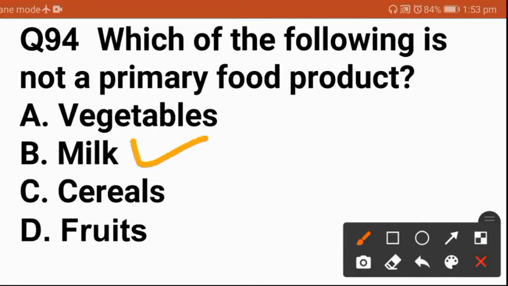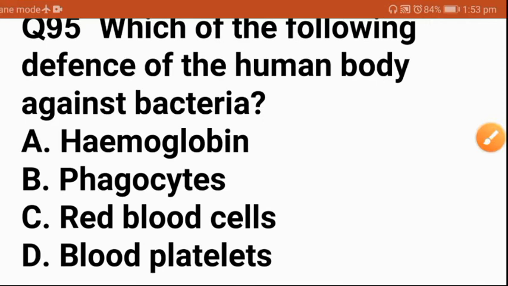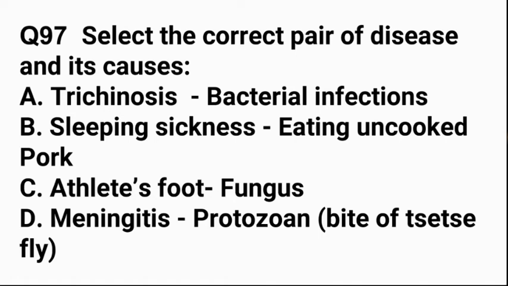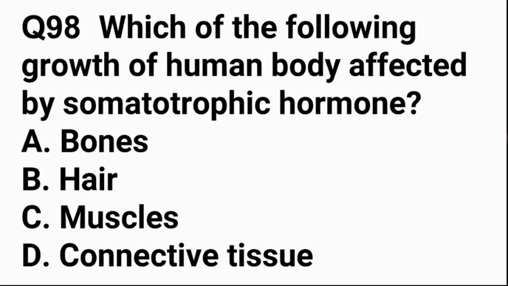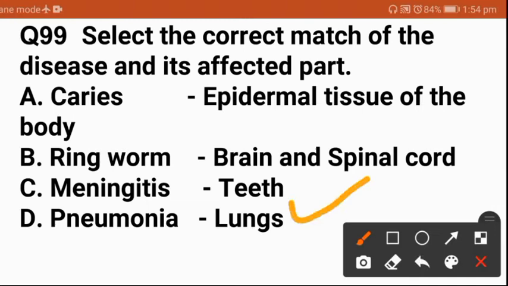Which of the following is a defense of the human body against bacteria? B. Phagocytes. Which of the following nerves connected from the eyes to ears? B. Cerebellum. Select the correct pair of disease and its cause. C. Athlete's foot, fungus. Which of the following parts of the human body's growth is affected by somatotrophic hormone? A. Bones. Select the correct match of the disease and its affected part. D. Pneumonia, lungs.